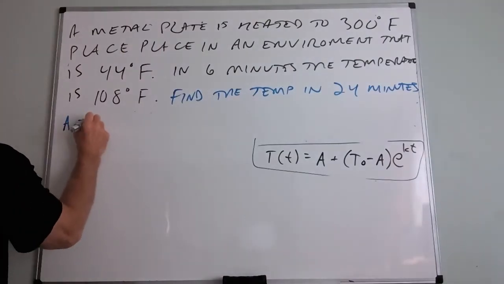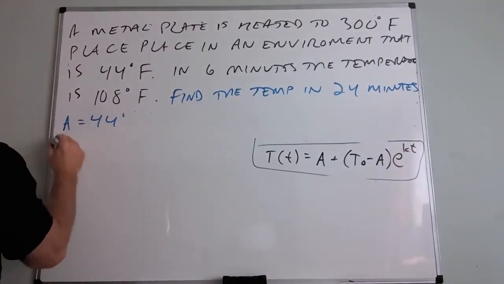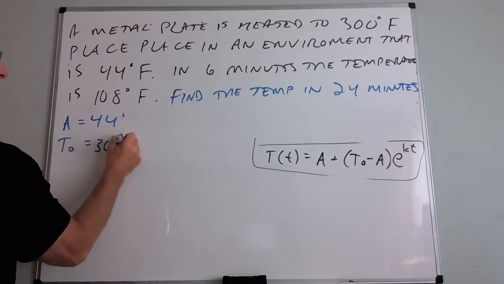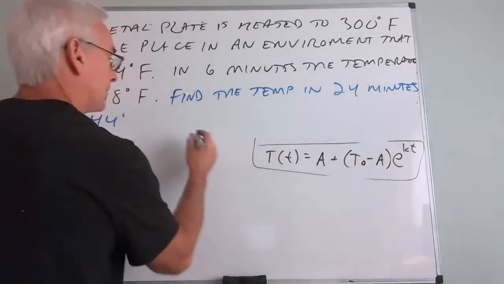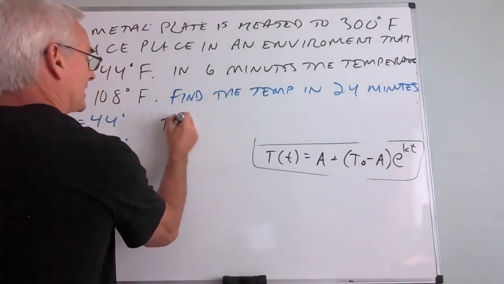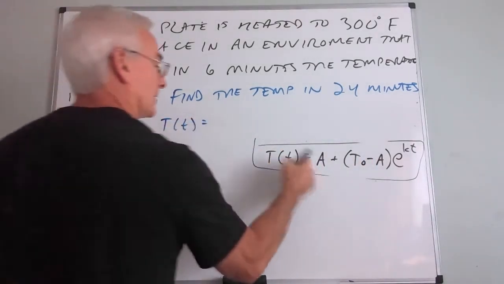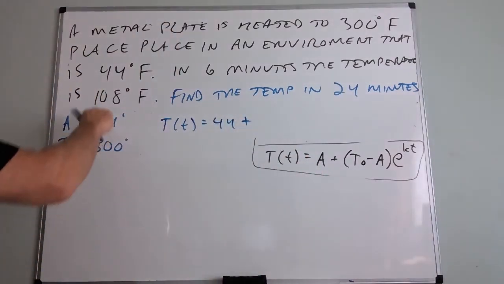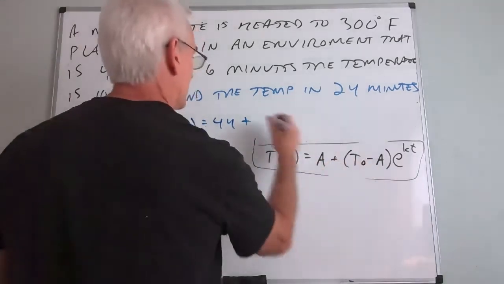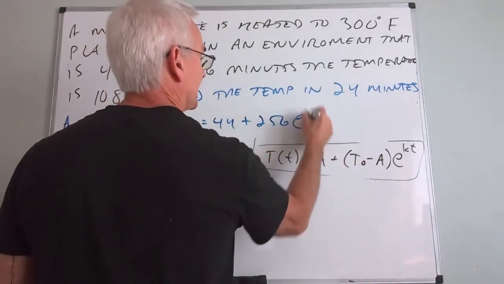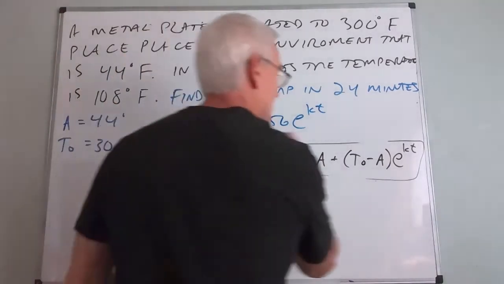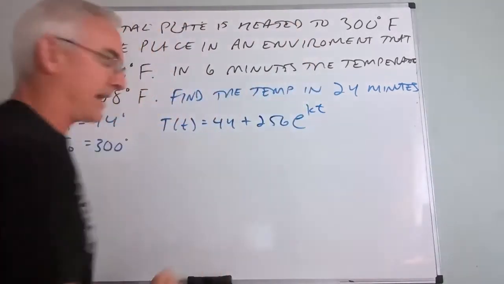A is, what did I say, 44 degrees. T0 is, where is it? 300 degrees. Okay, so the equation that I'm going to start with, T(t) = 44 + (300 - 44) e^(kt), which is 44 + 256 e^(kt). This is what I'm starting with. That's not going to help me until I find the value of k.